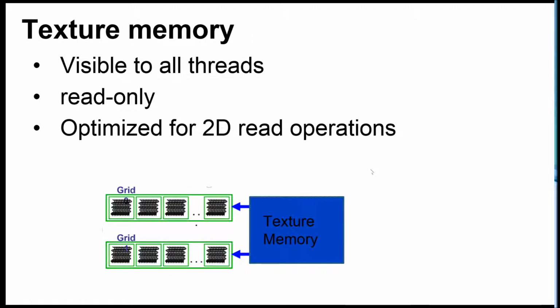Texture memory. It is visible to all the threads. It is also read-only. It is optimized for 2D read operations. When reads are physically adjacent, using texture memory is more efficient and can speed up the performance compared to global memory.